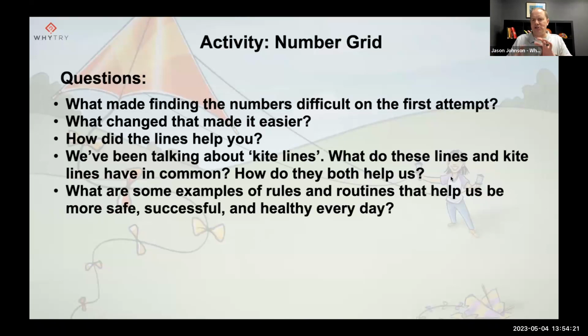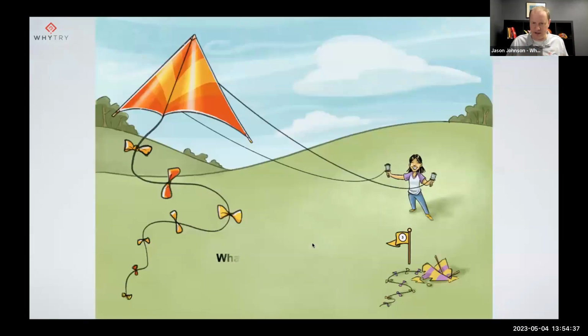Now, I'll stop the processing here, but if you were processing this with your students, with your kiddos, at this point, you would jump into a discussion like you see here. What are some examples of rules and routines that help us be more safe, successful, and healthy every day? And then you're now using that to create the connection between the activity you just did and the concept that you're teaching through the visual metaphor.